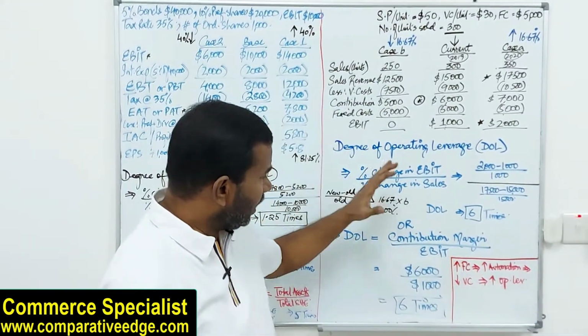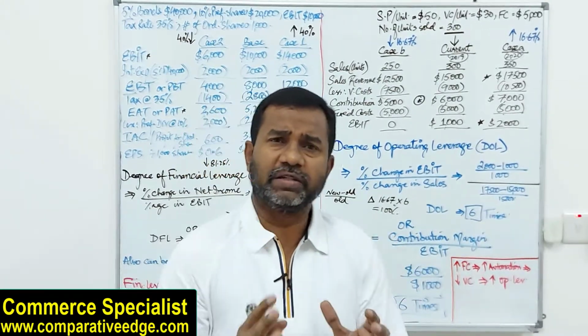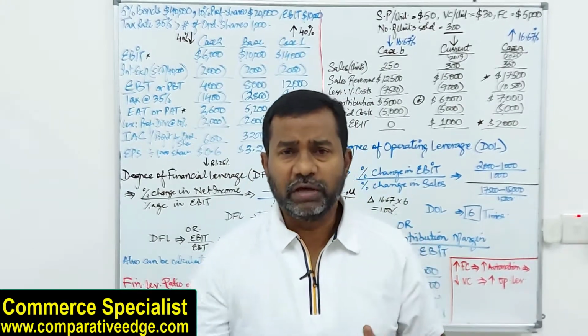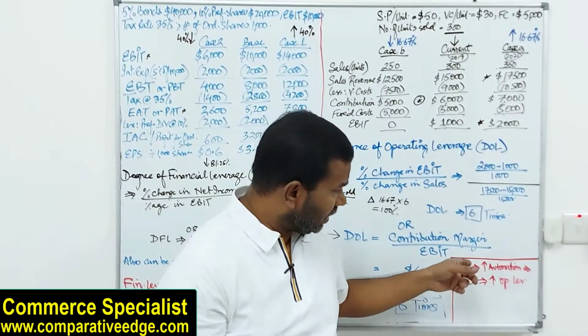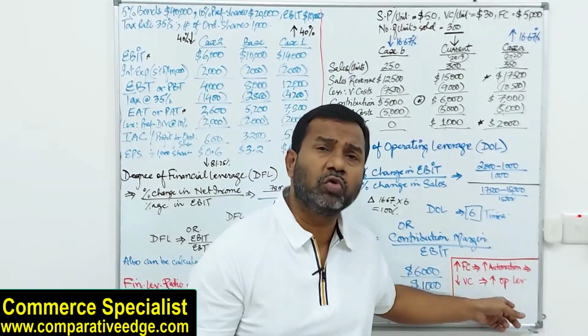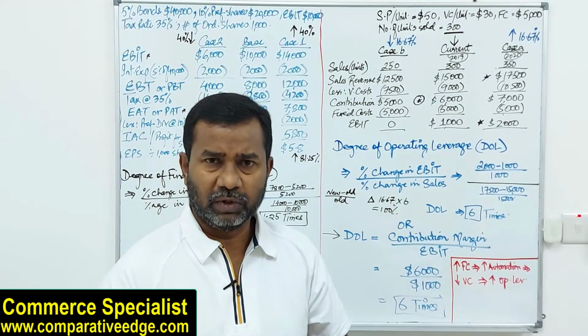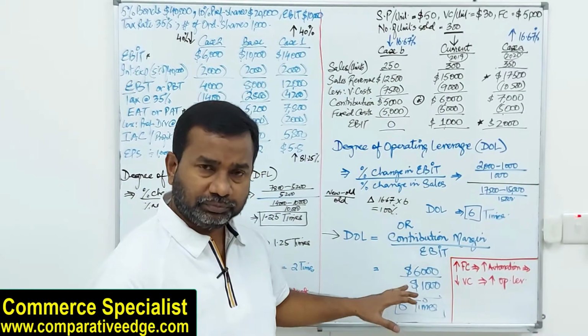So guys, another thing you need to look at is the core basics. If the company has higher fixed costs, that means the company is highly automated. If the company is highly automated, that means the company has low variable cost. If the company has low variable cost, then the company is bound to have high operating leverage, and vice versa. So ladies and gentlemen, I hope you have understood operating leverage.